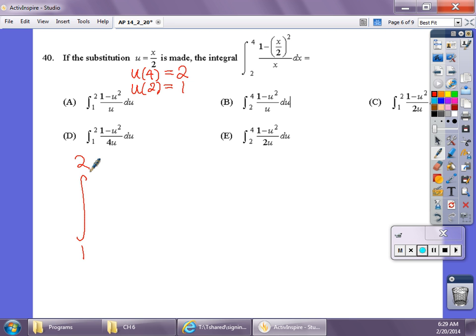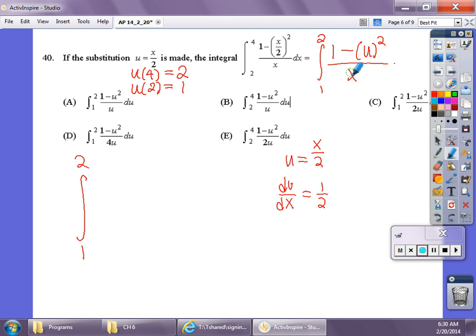And then the other thing, I'm going to come up here real quick. I get 1 minus, well, the u, then I know that this is u squared, over x, and then we're going to multiply by dx. So let me do that work down here. So the u was x over 2, du dx problem, you see this x?